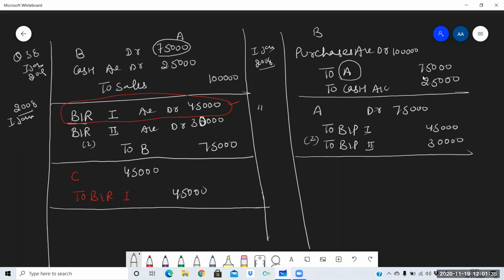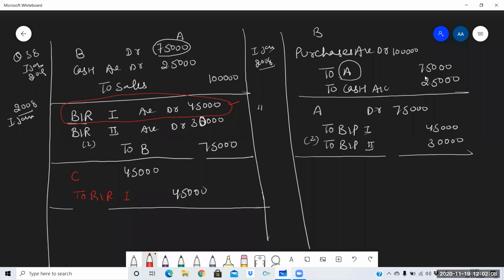Suppose we need to pay to C rupees 50,000 and we are giving him bill of 45,000. In that case, there will be discount of 5,000. But here we are settling the account of C by making payment of 45,000. So there is no case of discount. Clear? If there is a difference between the debit and credit balance, then there will be always a concept of discount.